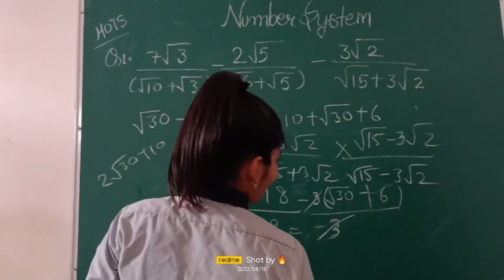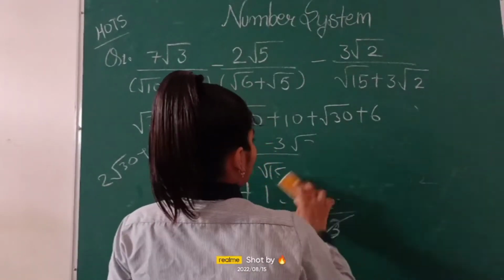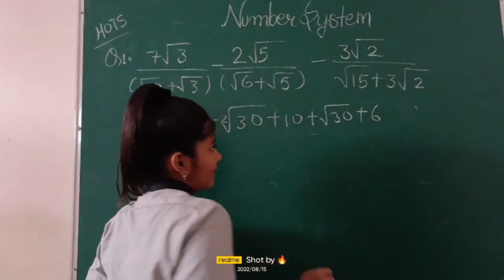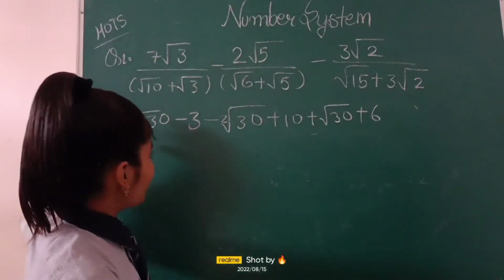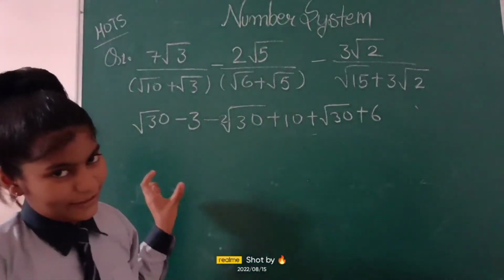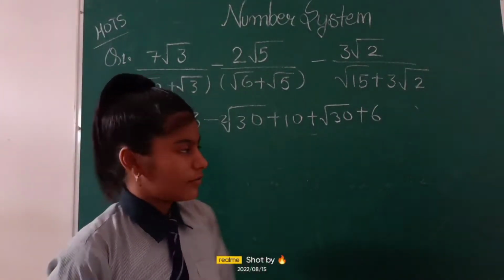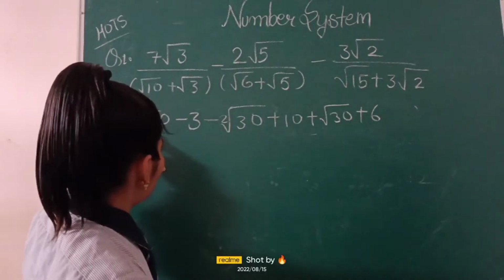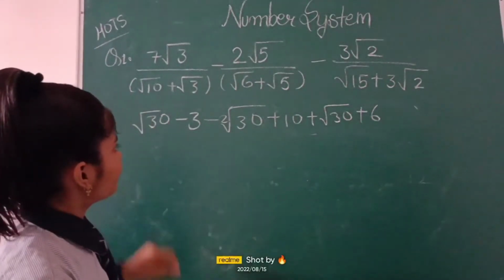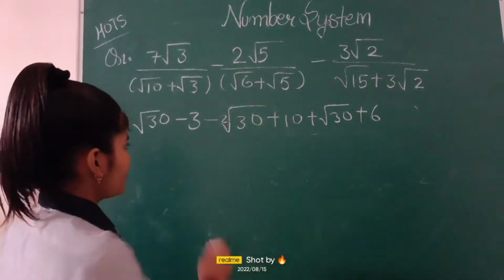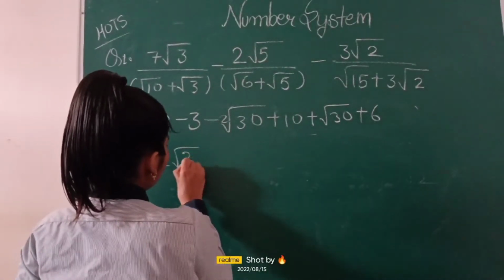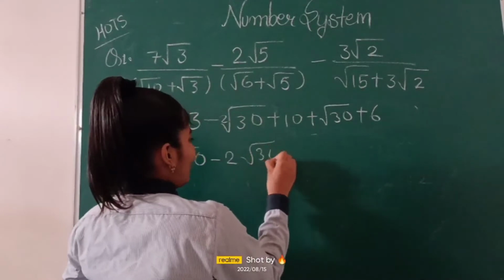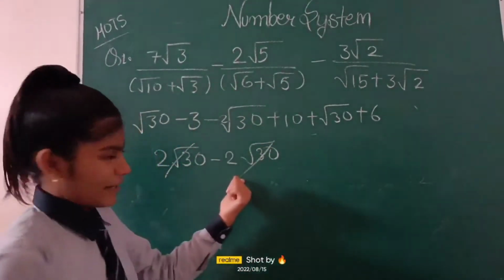Now let me rub all these things. This question is a little lengthy but very simple. So now we have this term finally. Let's solve this, we will get our answer. Then we got these values. Now see, this is under root 30. Now under root 30 plus under root 30, we can get 2 under root 30, and we have minus 2 under root 30. We will get cancelled, plus and minus, right?